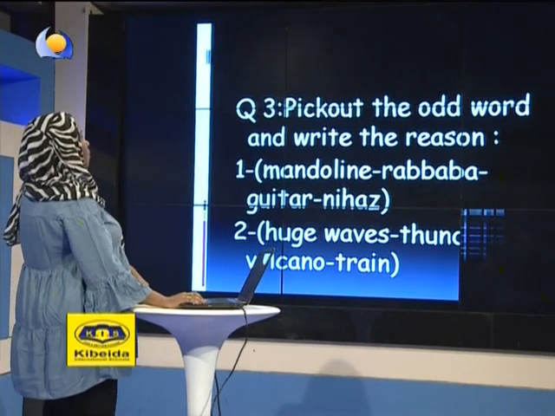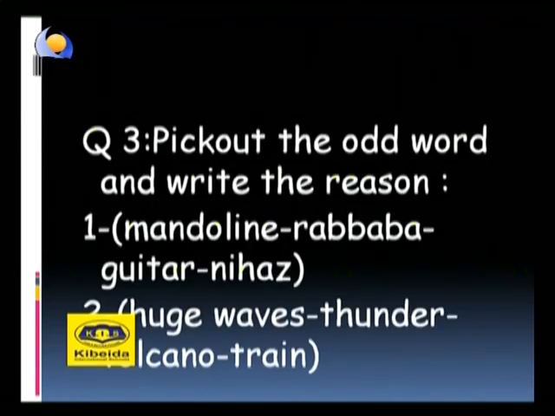This is common questions about town. Pick out the odd word and write the reason. Number one: mandolin, rababa, guitar, and nahas. What is the odd word? You have to think firstly when you start solving this type of question.